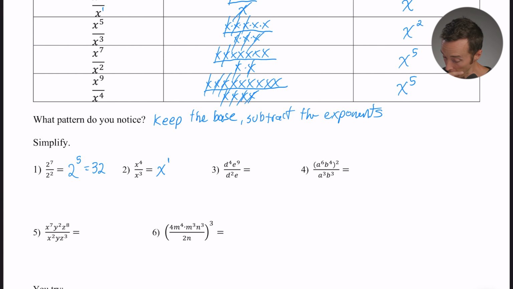Okay, now let's use that to kind of evaluate this one, even though there's 2 different variables, a D and an E. Okay, so the rule says keep the base. So there's a D and an E. Subtract your exponents. So what exponent belongs on the D? Well, 4 subtract 2 is 2. So that'll be D to the 2nd power. And technically, if it makes you feel better, you can fill in that little 1 on the E. So technically that would be 9 minus 1, which is 8. So E to the 8th power.